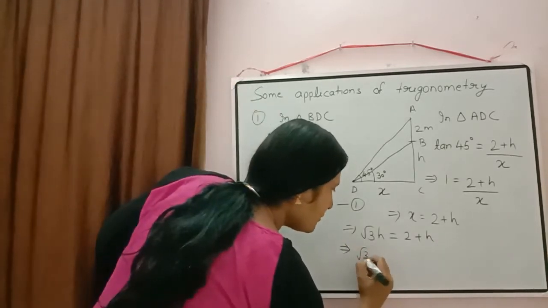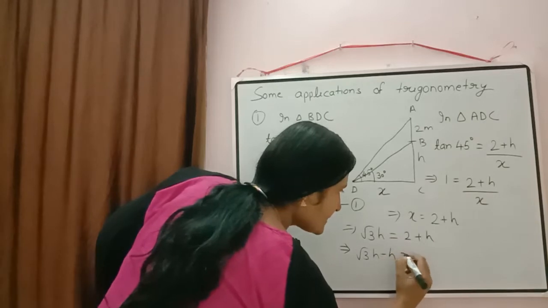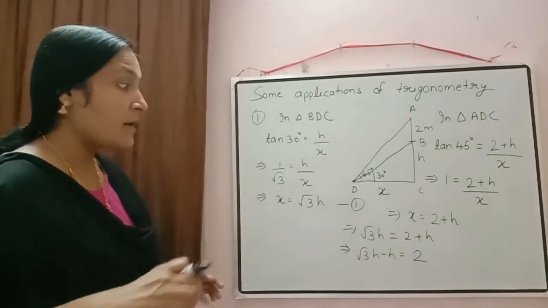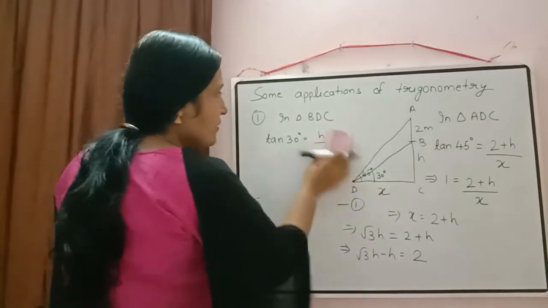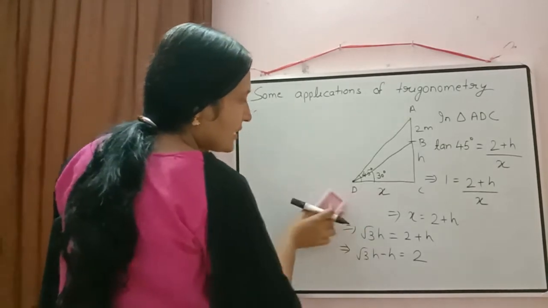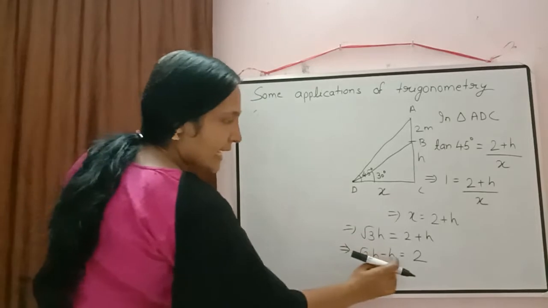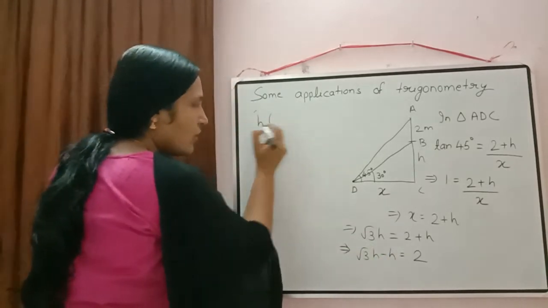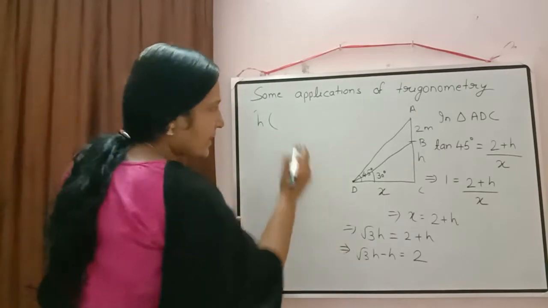Then it will come root 3h minus h is equal to 2. But here we have to find out the value of h. So how will we do that? For that, we'll take h common from these two terms. So if we take h common, what will come inside the bracket?